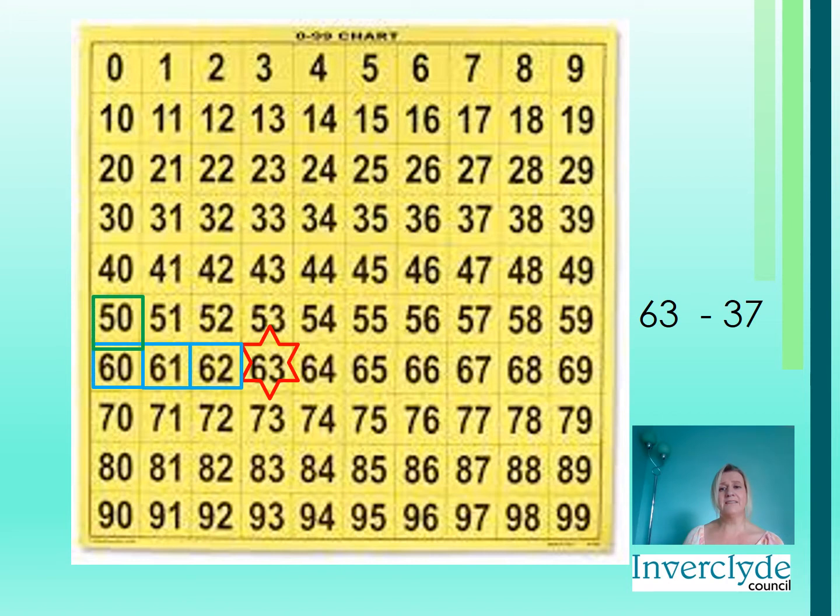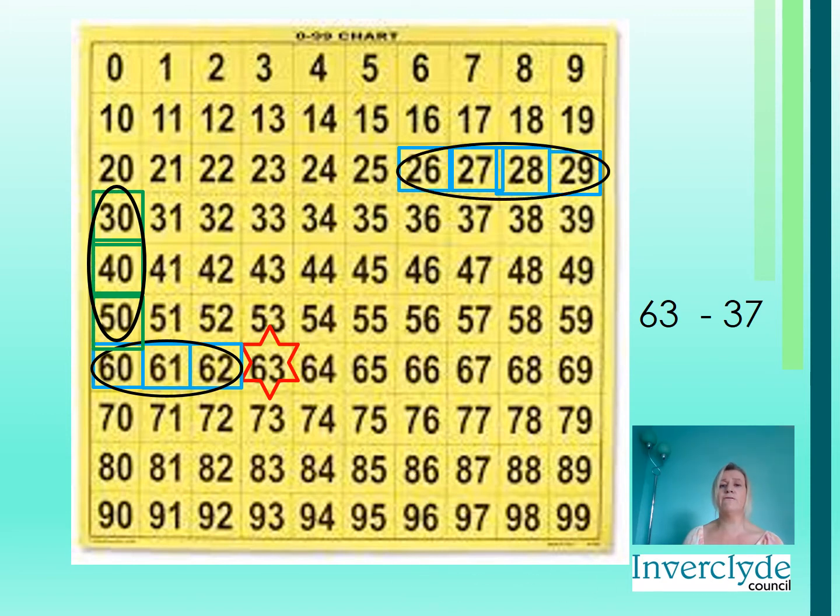I then count back in tens, 10, 20, 30. I've taken away 33 so far, and now I need to take away another 4. I need to go to the next line though. 1, 2, 3, and 4. I landed on 26. 63 take away 37 is 26. I can see that I've taken away 3 to get to the nearest tens number, then 30 to get me down to 30, and then I've taken off another 4 to get me to the answer 26.